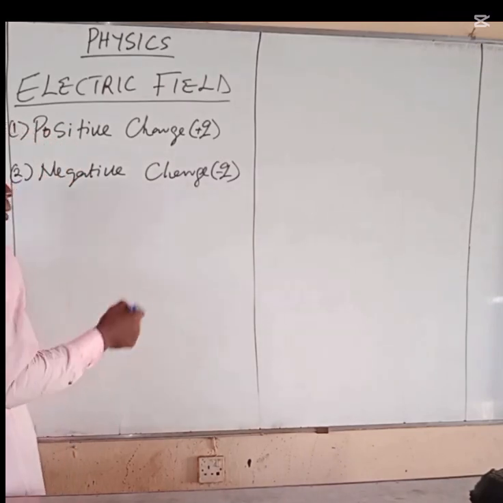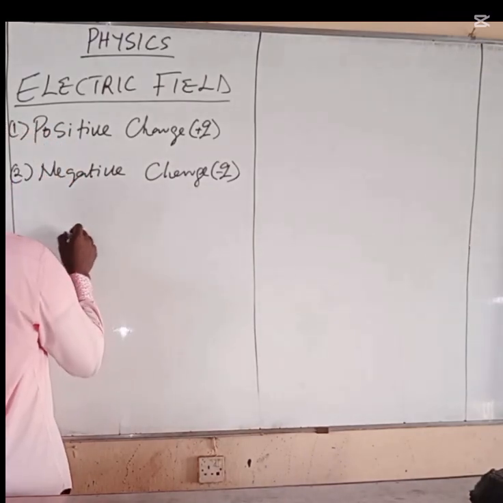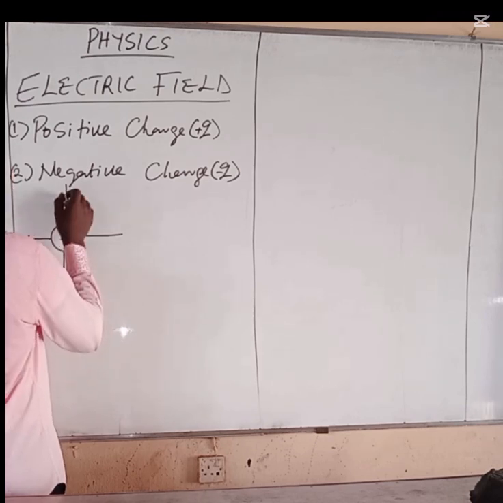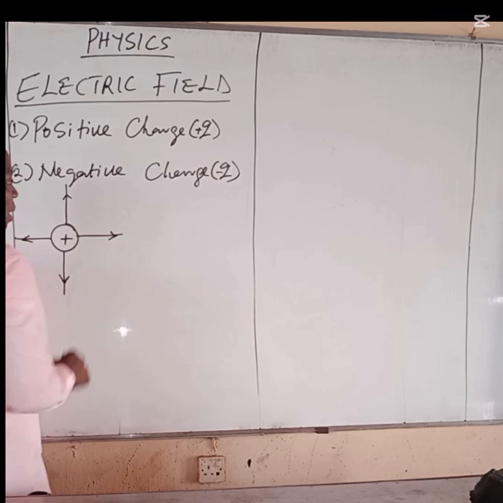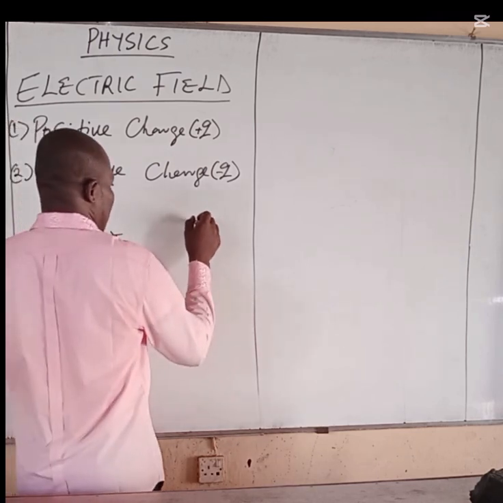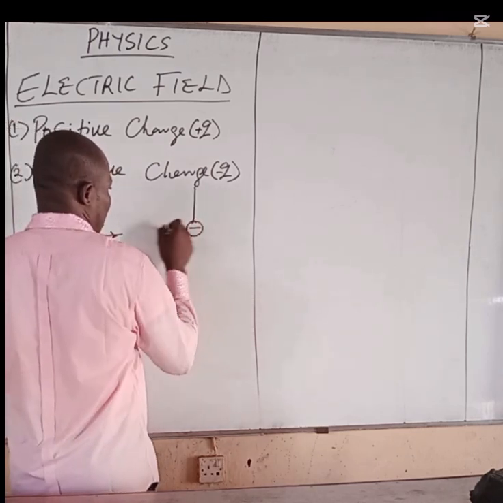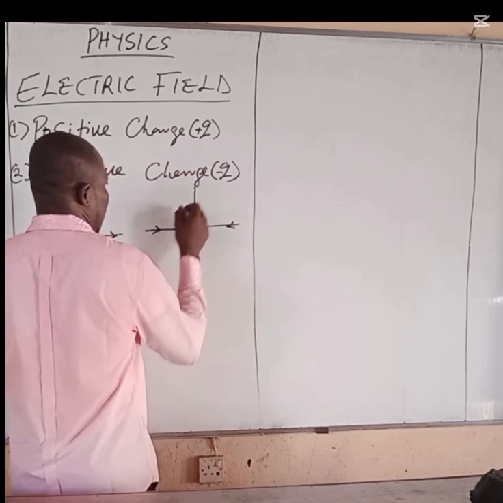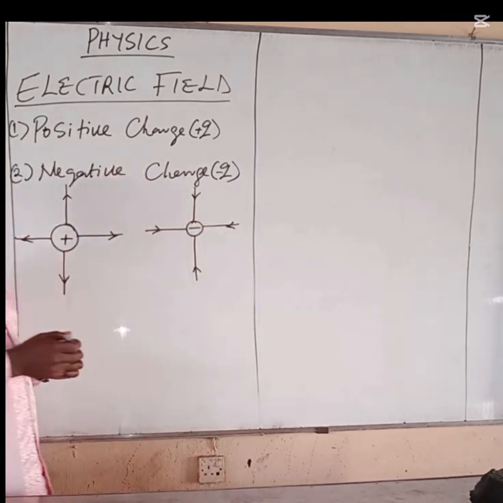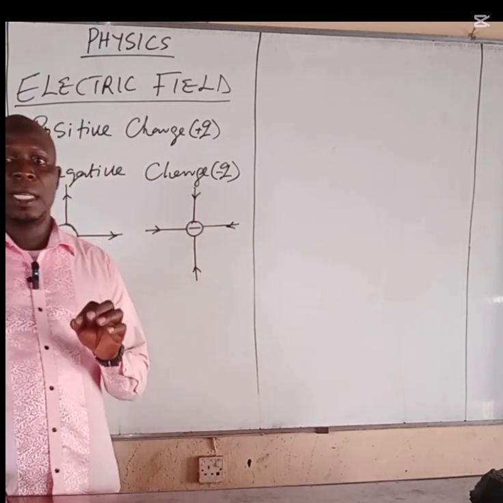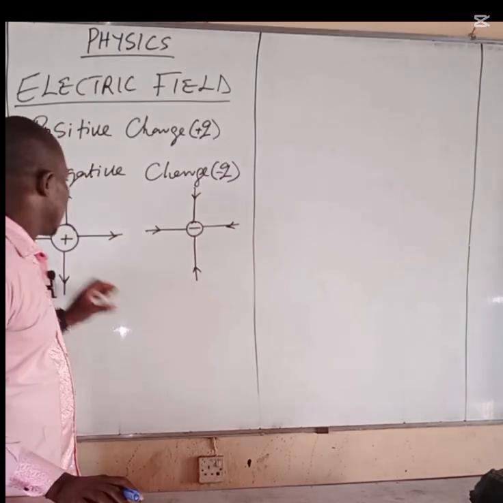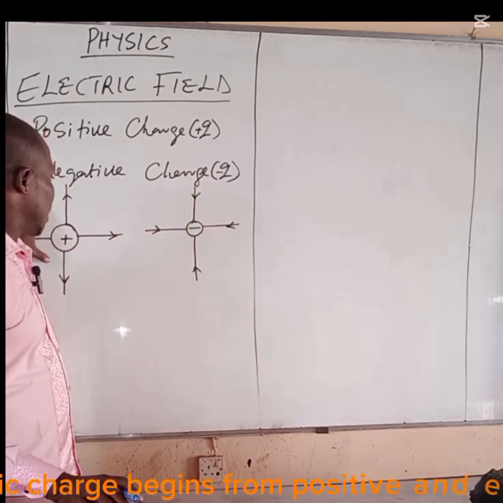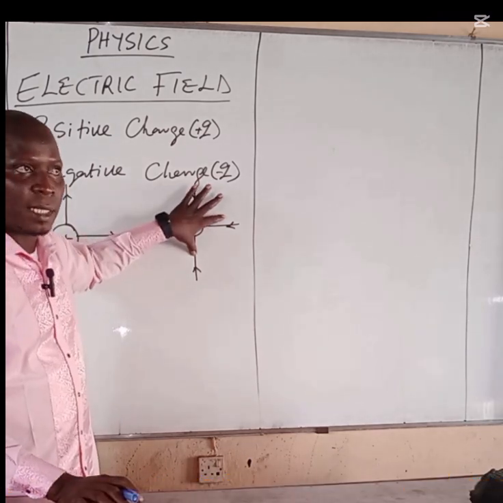All right, now for positive charge, if you have a positive charge, the field is radially outward. This is the direction of field of a positive charge. If you have a negative charge, the field is inward. And so therefore, this follows the law of electric lines of force, that the line of force begins from positive and ends in negative, okay?